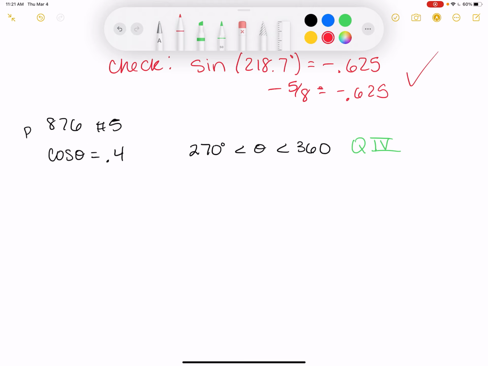I'm going about this one the same way. You've got to do the inverse of the cosine. So theta is equal to the inverse cosine of 0.4.